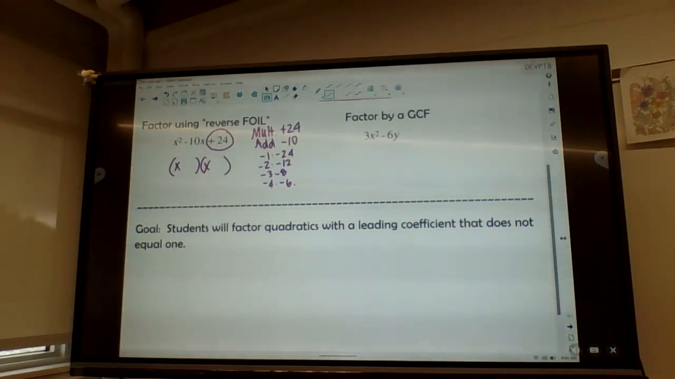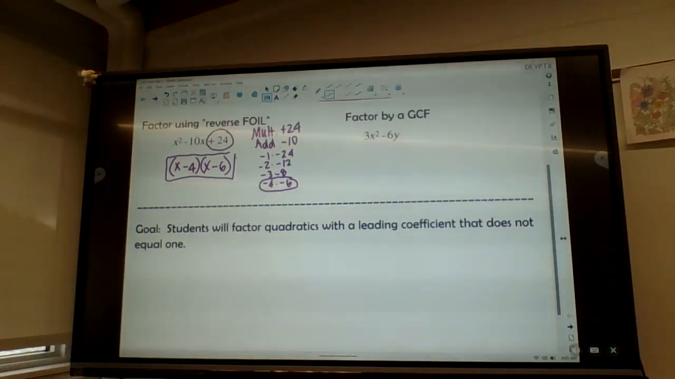And this is our list of factors that would multiply to give me a positive 24. But then when I add them to get a negative 10, we're just going to use these bottom two. So these are our two factors. So that's kind of like solving a puzzle there. And like I said, some of you guys like puzzles, others of you do not. So it's kind of trying to come up with that. So that was another thing we learned before break.